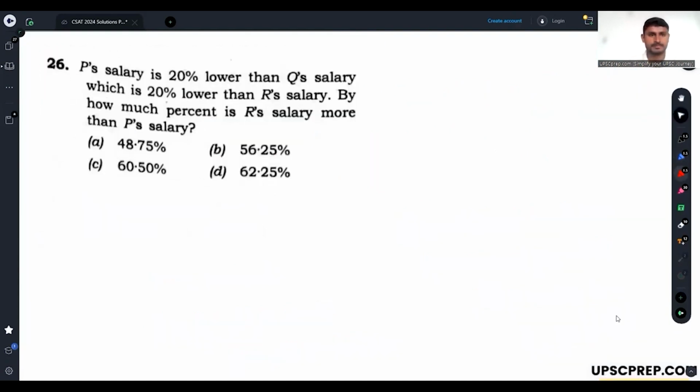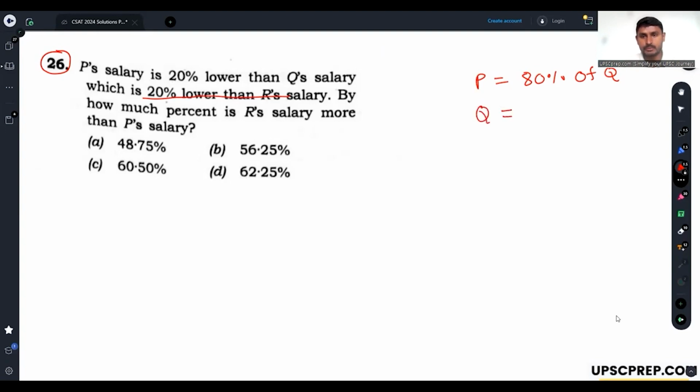Next question, guys. P's salary is 20% lower than Q's salary. What does it mean? 20% lower means how much percent? 80% of Q's salary. P's salary is 20% lower, it means it is 100 minus 20, 80% of Q. Which is 20% lower than R's salary. Now they are again talking about Q. So Q's salary is 80% of R's salary.